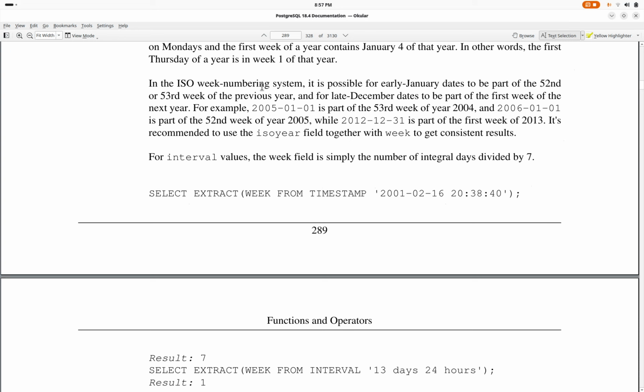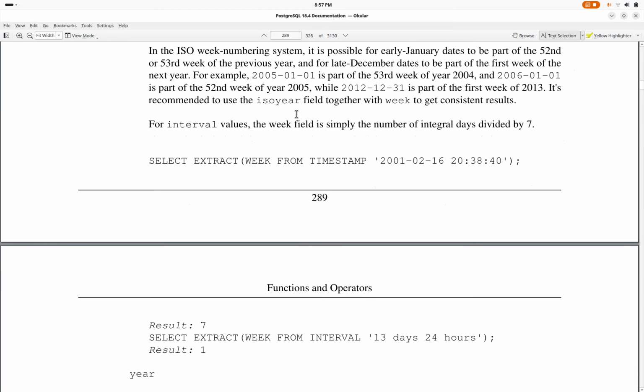In the ISO week numbering system, it is possible for early January dates to be part of the 52nd or 53rd week of the previous year, and for late December dates to be part of the first week of the next year. For example, 1st January 2005 is part of the 53rd week of the year 2004, while 1st January 2006 is part of the 52nd week of the year 2005. 31st December 2012 is part of the first week of 2013. It is recommended to use the ISO year field together with week to get consistent results.